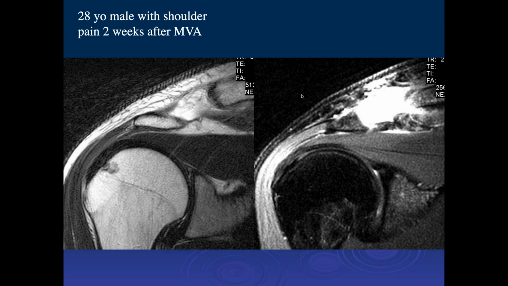All right, so 28-year-old male with shoulder pain 2 weeks after a motor vehicle accident. We can see quite a bit of fluid and disruption of the AC joint. I don't really see the distal clavicle here. So here's the distal clavicle. Here's the acromion articulation. There's quite a bit of separation there.